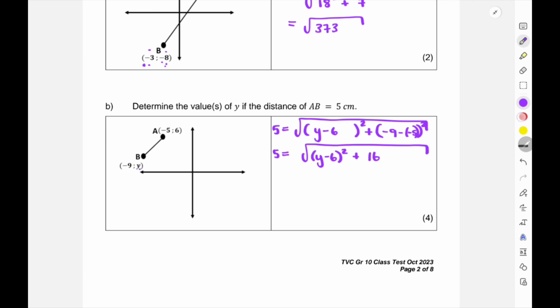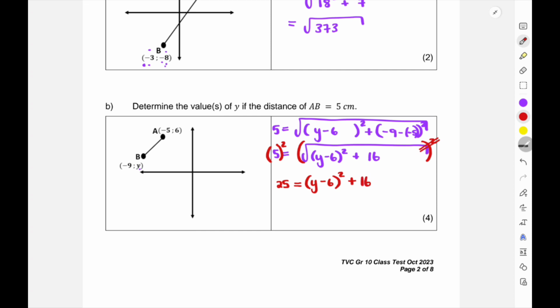Okay, now how do I get rid of this square root? If I square on this side, if I do the inverse, it's going to get rid of that square root. Now, all I need to do is on the other side, I also need to square. So 5 squared is 25, and then my square root is gone now.